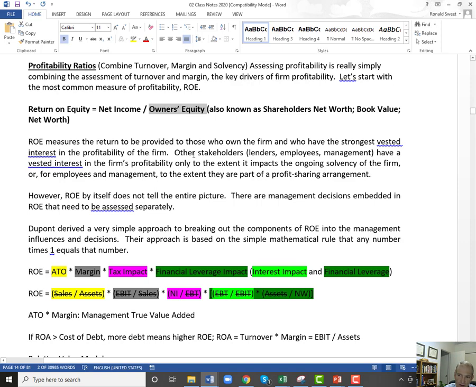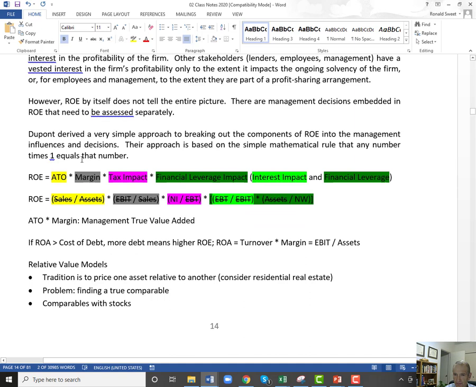There are other stakeholders: lenders, employees, management. They have an interest in the firm and in its profitability, but ultimately it's the owners, the stockholders, who have 100% dibs or ownership of that net income. Others, like employees and lenders, want the firm to be profitable so they stay in business and keep paying them. But ultimately, all this net income belongs to the owners.